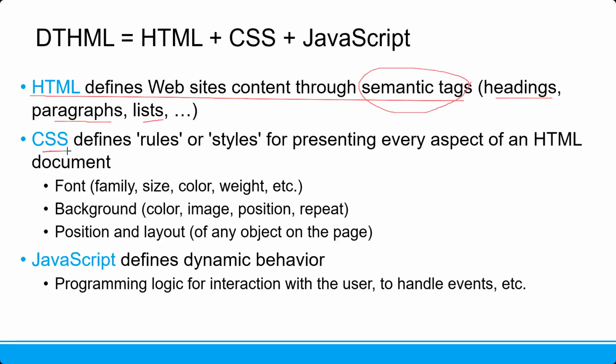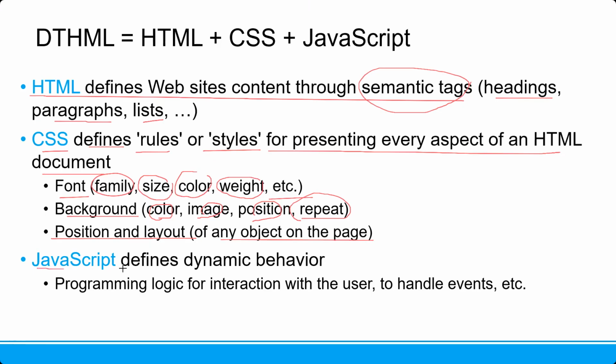CSS, Cascading Style Sheets, defines the rules or style for presenting every aspect of an HTML document. So you can define the font, for example, what is the family of the font? What is the size? What is the color? What is the width? And so on. Or you can define the background, whether it is a color or image, the position, or whether it is repeated or not, and the position and layout. So any object on the page.